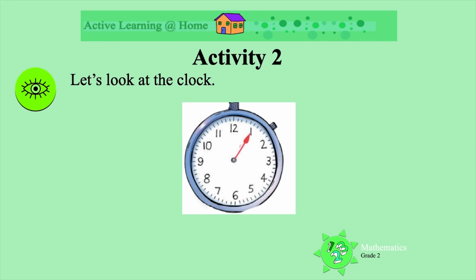Now let's take a closer look at this clock. We have one hand on this clock, and it's a long hand, and that long hand is pointing to the number 1. What does the long hand on the clock tell us? The long hand on the clock tells us minutes. If the long hand is pointing to the 1, that tells us 5 minutes.